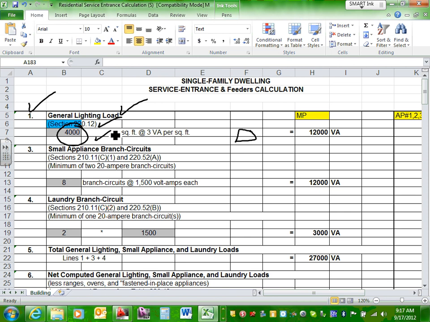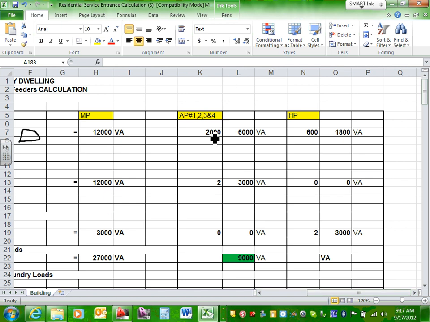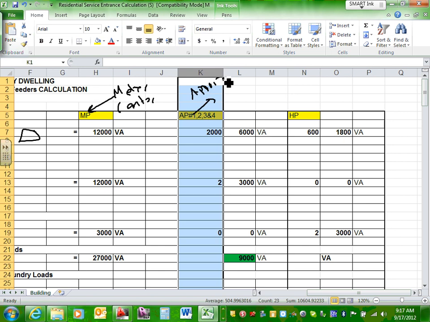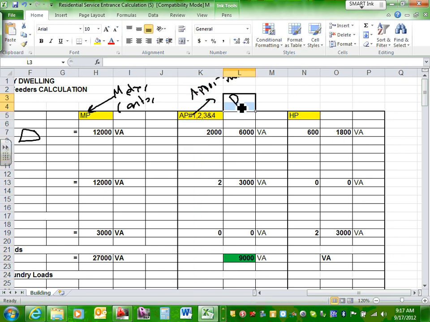Any comments, guys? Any questions? So we did the same calculation here. I can't emphasize enough, guys, you're going to be pulling things in. This is your meter center. This one, your apartment panel. And this one, your common panel. Any questions about what we need to do?